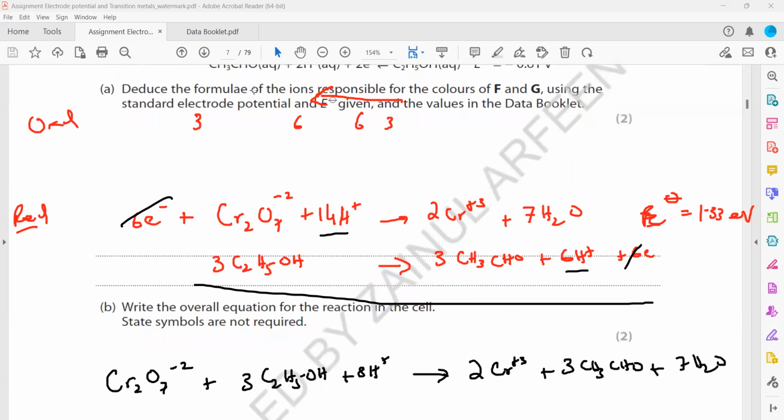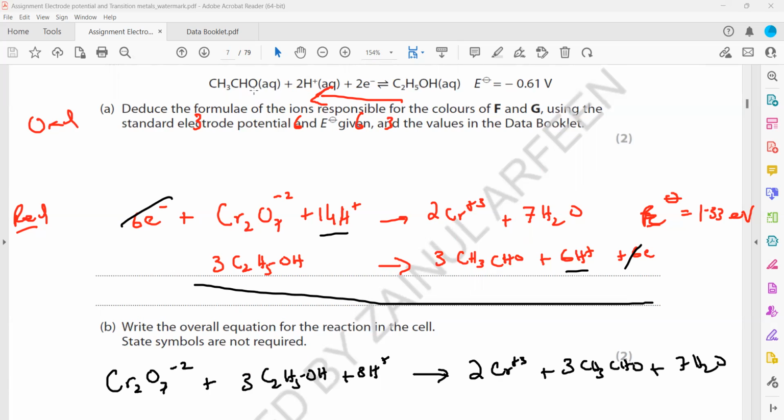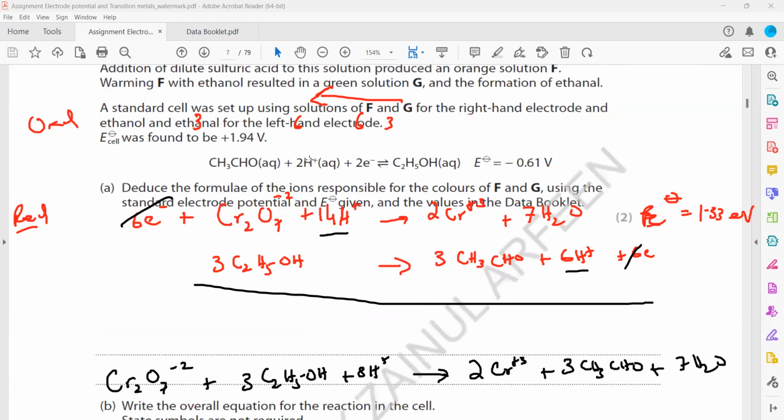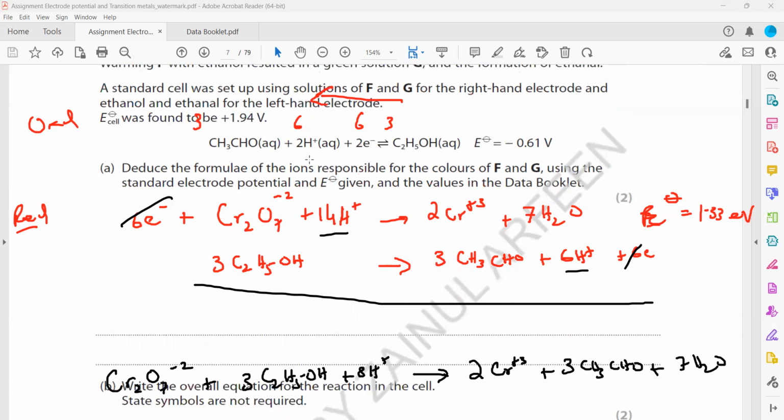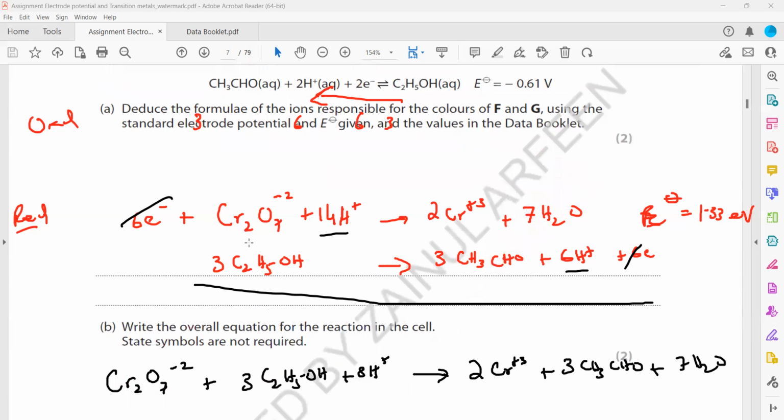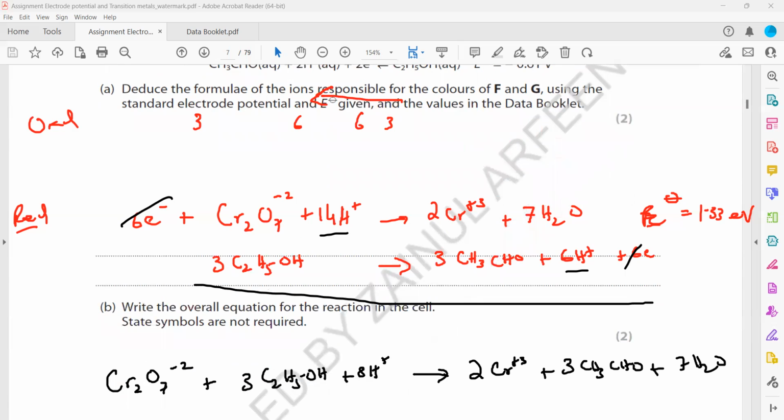So the idea is that whenever you have electrode potentials given, you identify which one has the higher value, because it's always the reduction minus the oxidation. We write the reduction equation as it is, and first we make the number of electrons the same. The reduction equation we write as it is, with the reactants and products. But for the oxidation equation, in which oxidation happens, we write the reactant as a product and the product as a reactant, add the two equations, then write in simplified form. So this is the overall equation for this reaction.